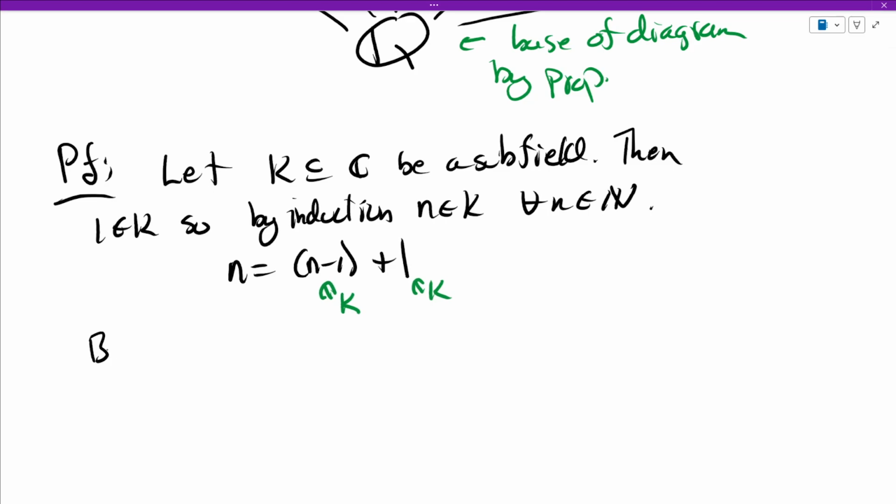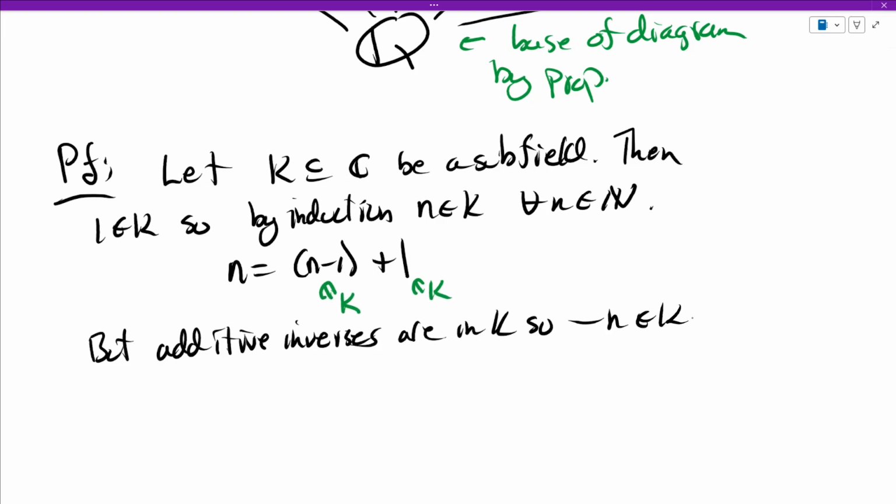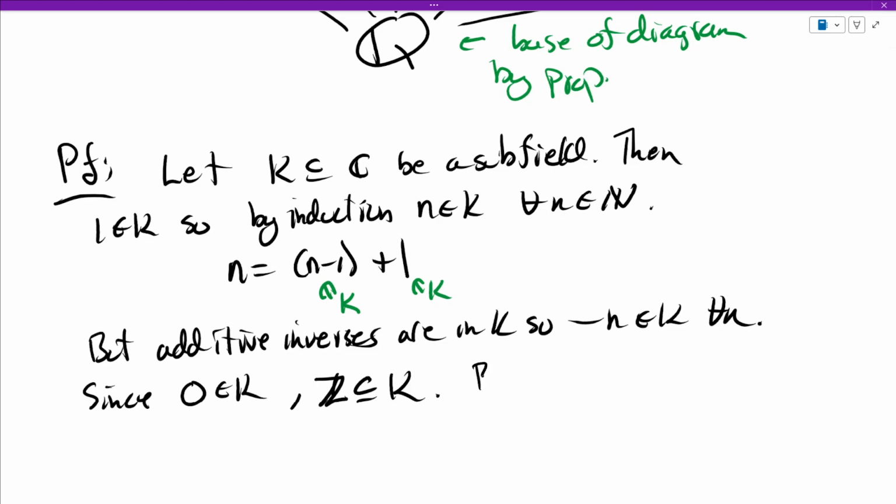But K is a field, so the additive inverses are there. So negative n is in K for all n. Certainly 0 is in K because it's the additive identity. We know that K has all of the integers. Right? It has all the positive natural numbers, all the negative ones, and 0.